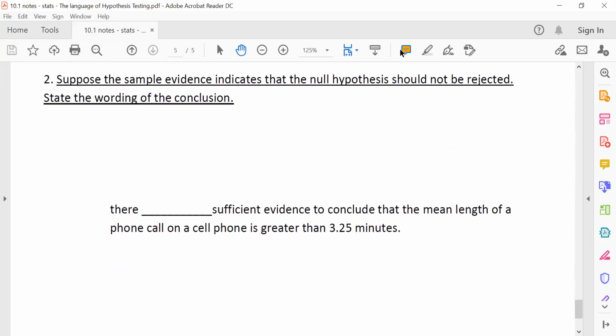What if, in actuality, the sample indicates that the null hypothesis should not be rejected? The way we word that conclusion, we say there is not sufficient evidence to conclude that the mean length of a phone call is greater than 3.25 minutes. We don't have enough evidence to support the alternative hypothesis. So kind of an interesting idea here, hypothesis testing.